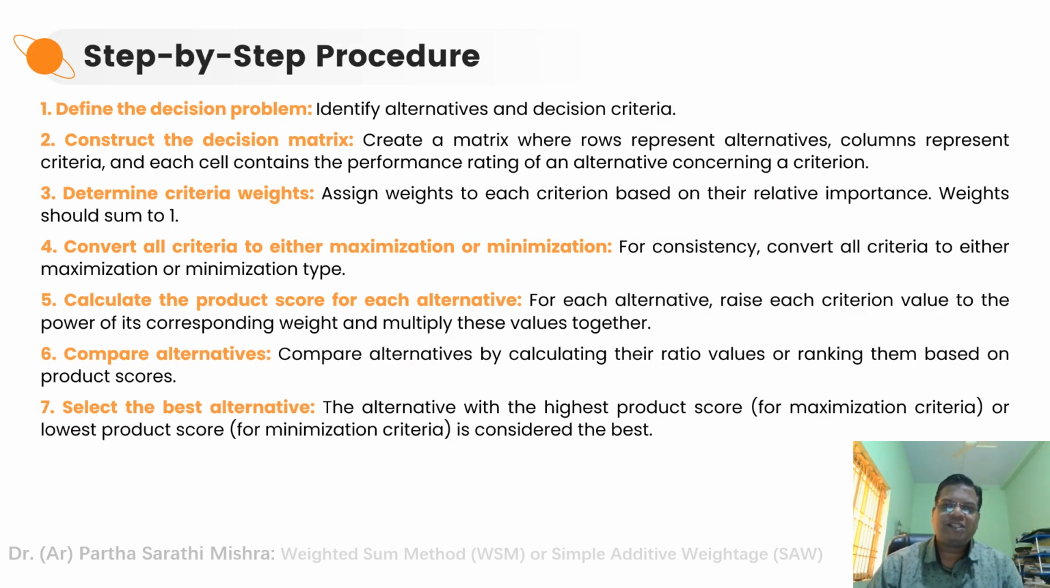Let me walk you through the 7 steps of the WPM process. First, define the decision problem by identifying alternatives and criteria. Second, construct the decision matrix showing alternatives, criteria, and performance ratings. Third, define criteria weights based on relative importance. Fourth, convert all criteria to either maximization or minimization types based on cost and benefit criteria. Fifth, calculate the product score for each alternative. Sixth, compare alternatives through ratio values or ranking. Seventh, select the best alternative based on the product score.